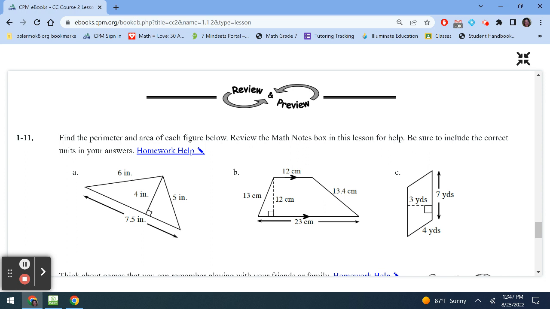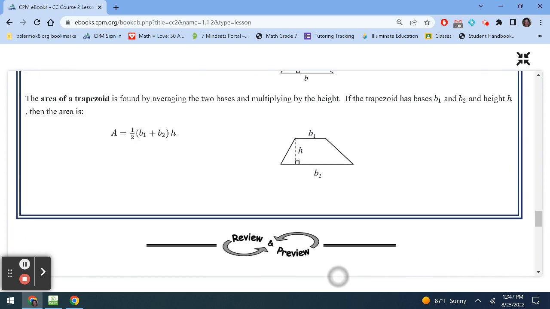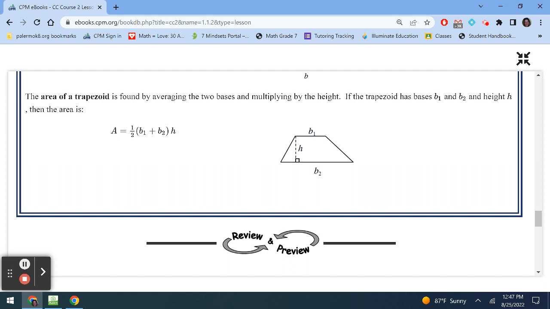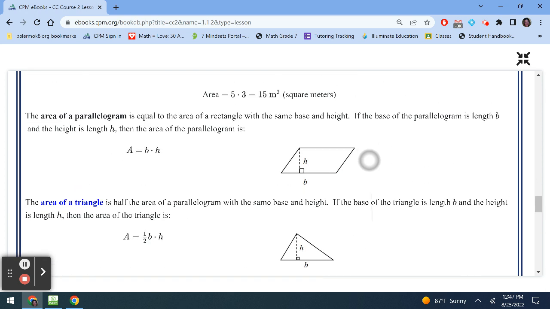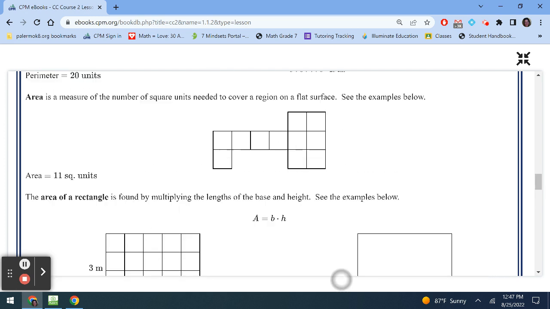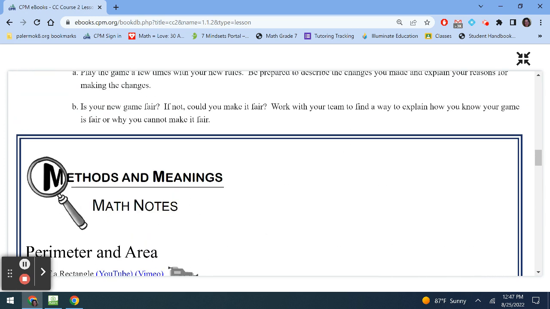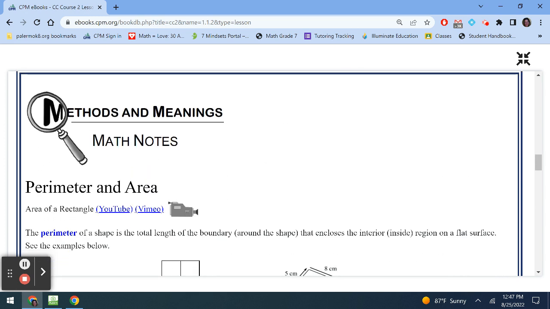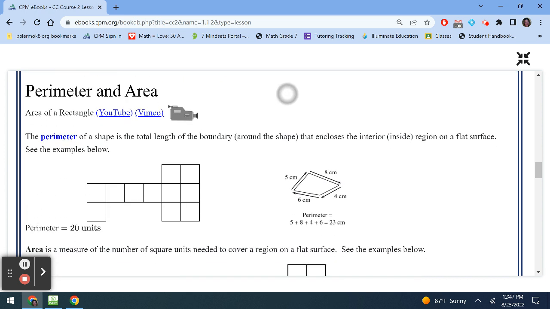And so in our scavenger hunt, we know that the math notes are located in this double block right here, the double line of this box right here. And it does have the heading that says math notes right there. So methods and meaning math notes. So this one's about perimeter and area.